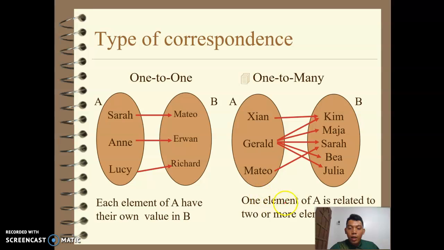This means that one element of A is related to two or more elements of B. So basically, it's one, Gerald, to the five girls: Kim, Maha, Sarah, Bea, Julia. Okay, so one to many. One is connected to many.